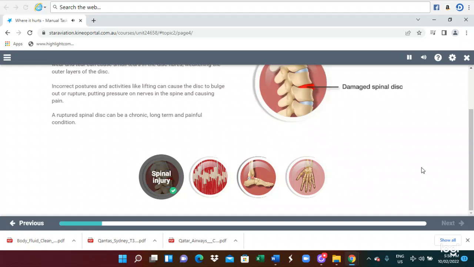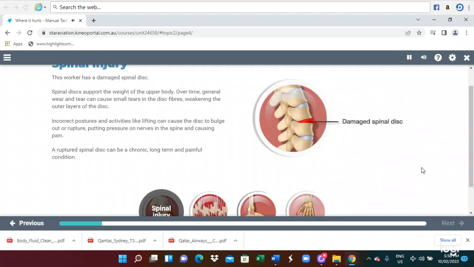This worker has a damaged spinal disc. Spinal discs support the weight of the upper body. Over time, general wear and tear can cause small tears in the disc fibers, weakening the outer layers of the disc. Incorrect postures and activities like lifting can cause the disc to bulge out or rupture, putting pressure on nerves in the spine and causing pain. A ruptured spinal disc can be a chronic, long-term and painful condition.